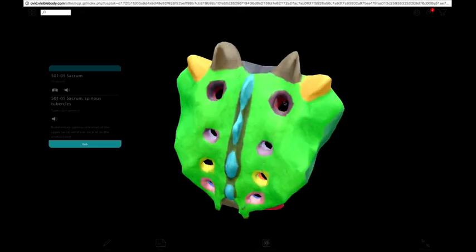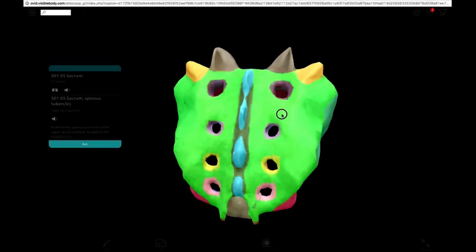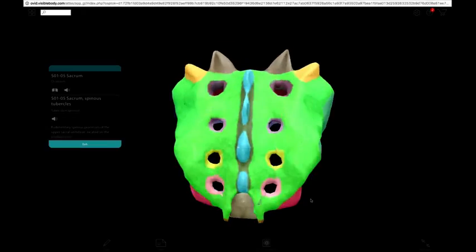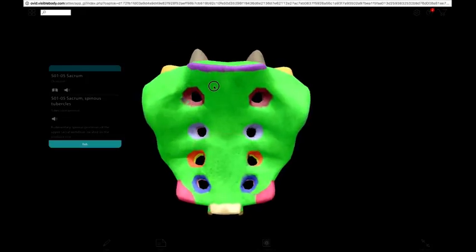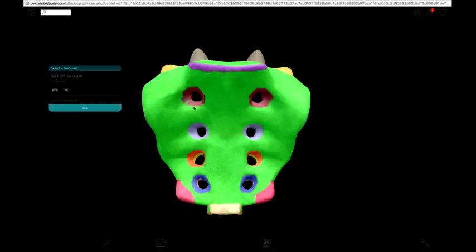Here you see the posterior or dorsal sacral foramina. And obviously you have dorsal, guess what? You're going to have ventral. And it looks like the same hole, but they're really not. Those are not the same holes.